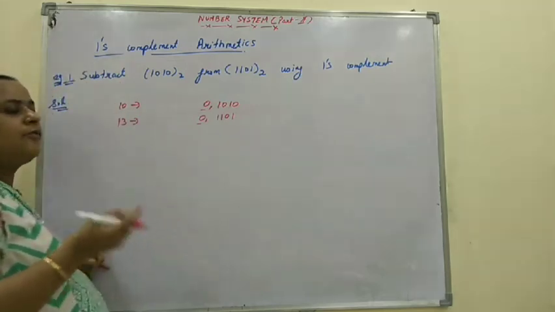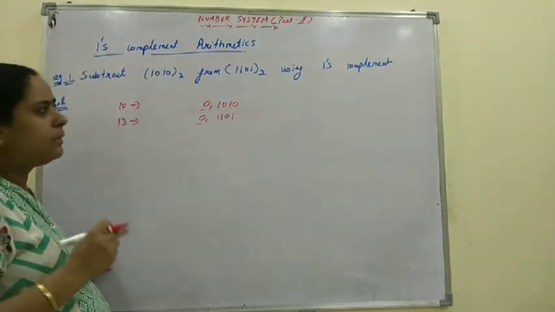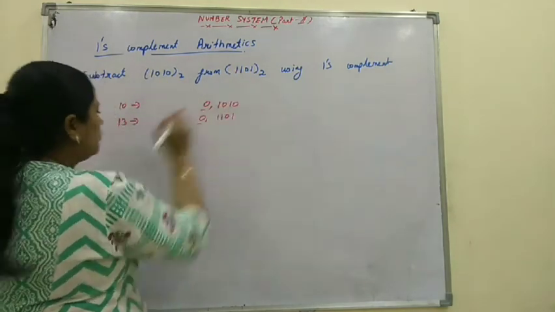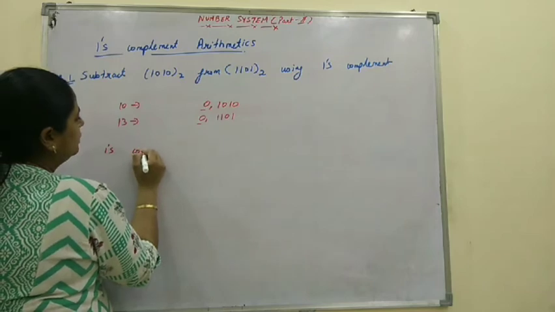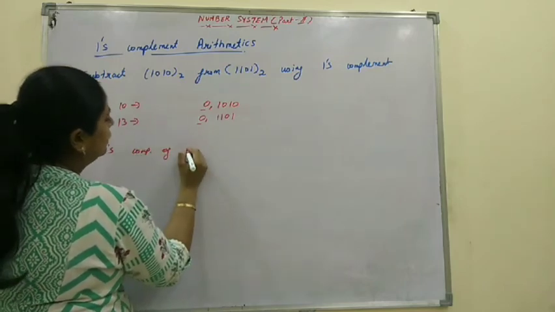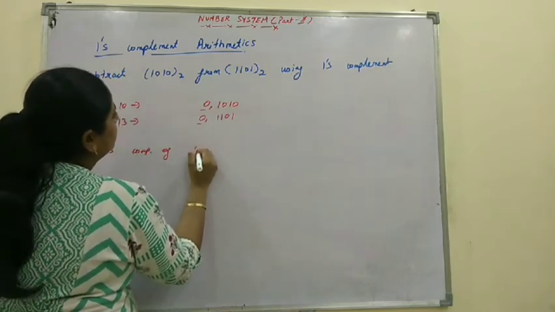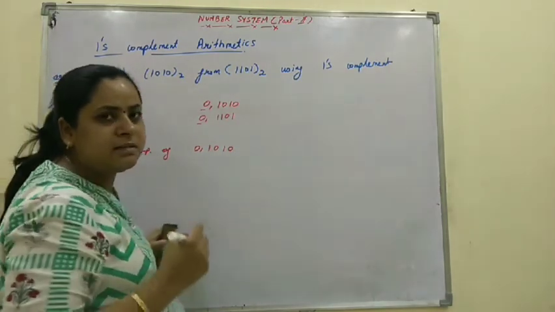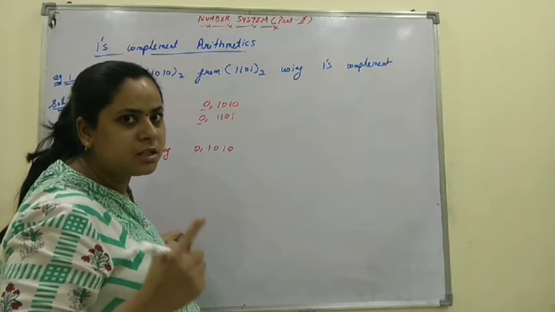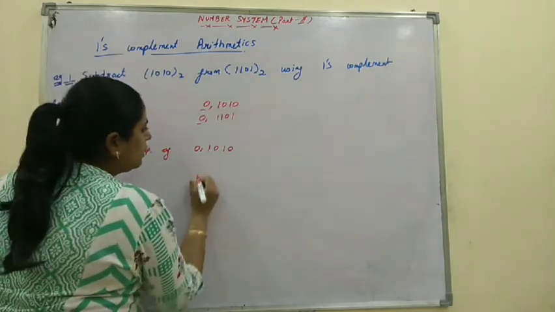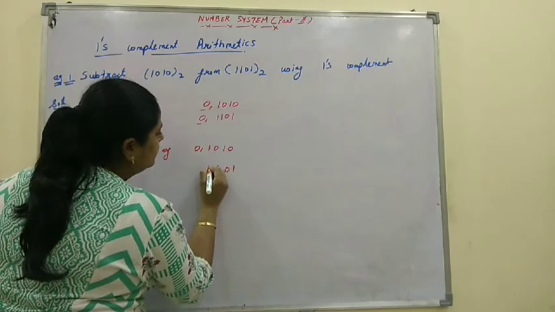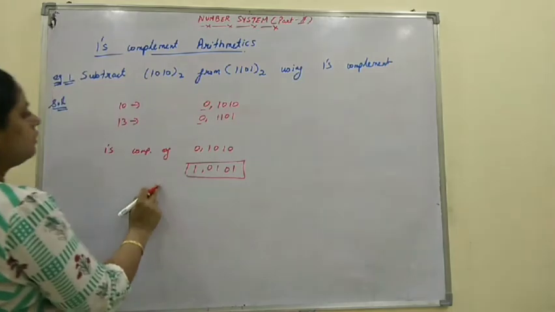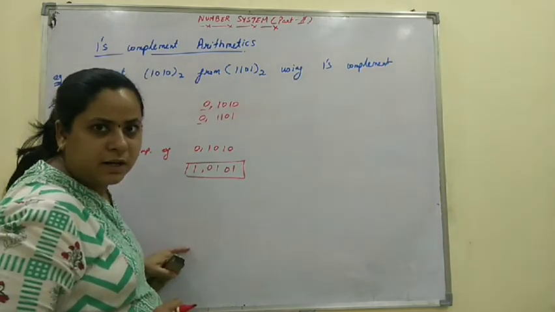Now which number do we have to subtract? We have to subtract this number from this, so we will find the ones complement of 0, 1, 0, 1, 0. Its ones complement will be: 0 will change into 1 and 1 will change into 0. So it will be 1, 0, 1, 0, 1. This is the ones complement of positive 10.